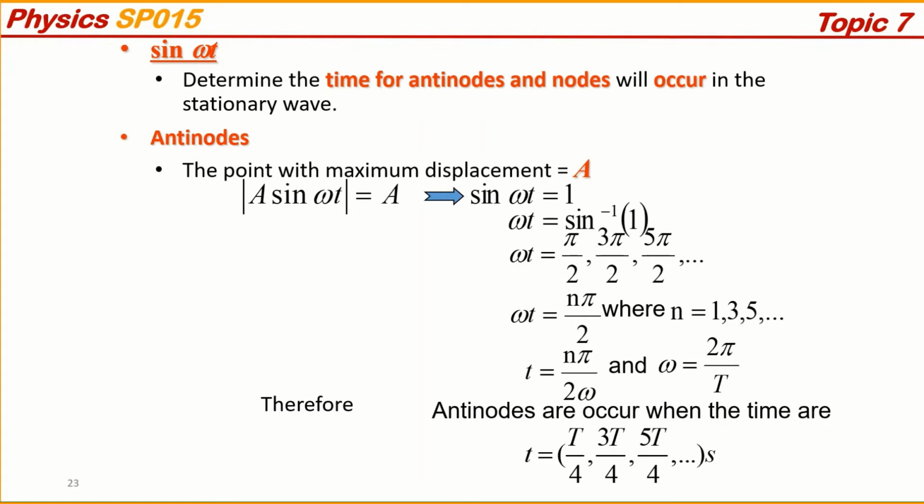If you have the equation A sine omega t equals A, mathematical solution, therefore antinodes occur when the time t equals T over 4, 3T over 4, 5T over 4, and so on. Unit is second.